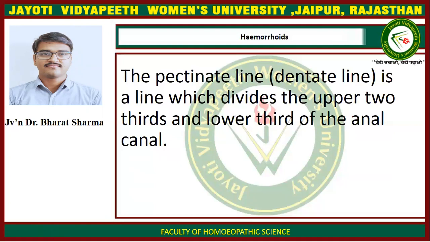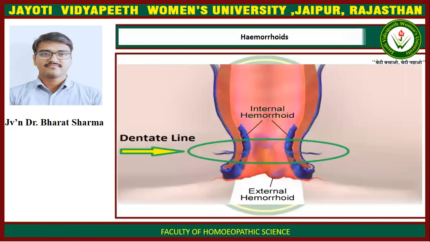The pectinate line, also known as the dentate line, is a line which divides the upper two-thirds and lower third of the anal canal. So the dentate line is present in the anal canal, and it divides it into an upper two-third part and a lower one-third part. Here you can see the dentate line dividing the anal canal, and above this line the venous engorgement and hemorrhoids present are called internal hemorrhoids, and below this line the hemorrhoids are called external hemorrhoids.